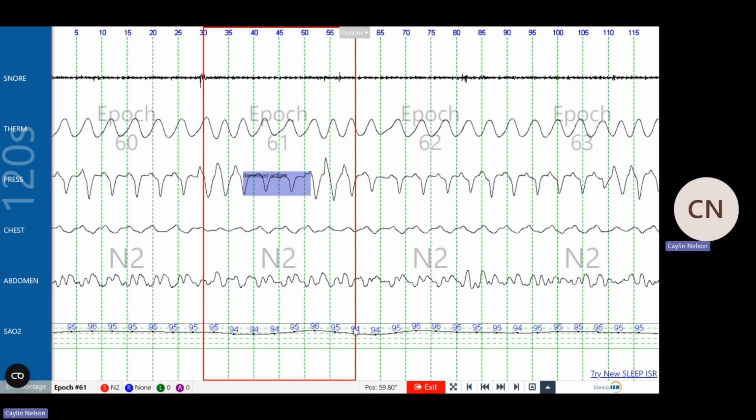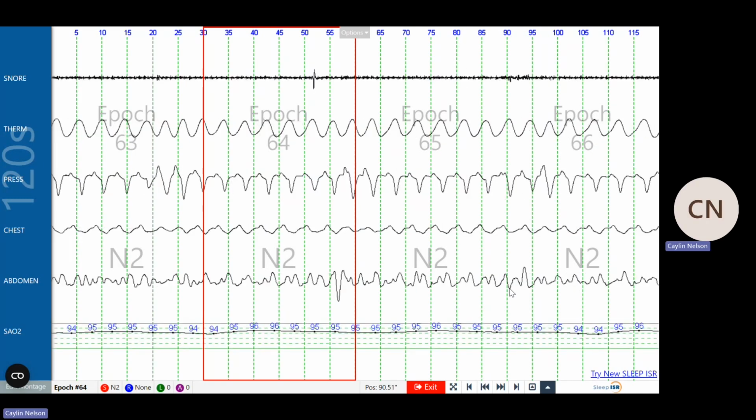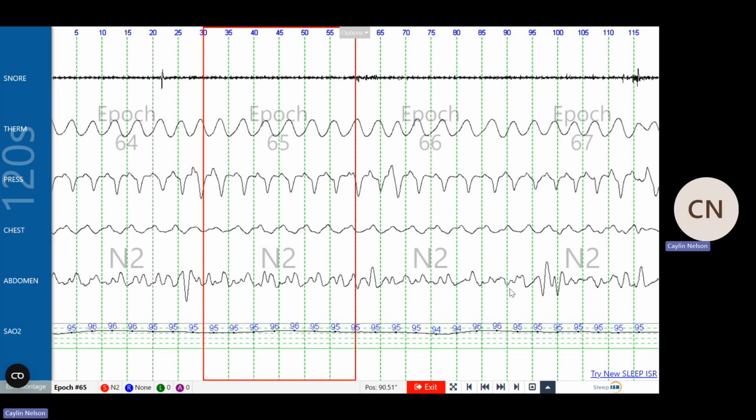So it goes down to about 94 here, which is still at 2%. So our peak is at 96. So nothing really significant here, but it just goes to 94 and then goes right back up. So we see continuous movement in the airflow channels, no changes in oxygen. So we're gonna move on. Now looking at 64 through 67.